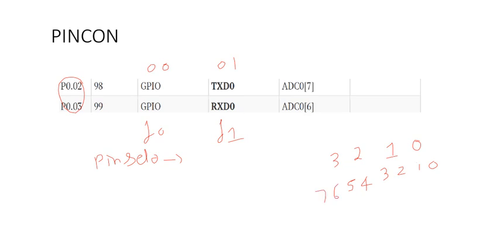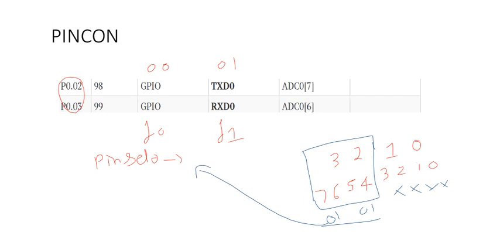Since we are going to use port 0 pins 2 and 3, the main area we are going to focus on is these 4 bit locations. The remaining area is not needed for us. If I want to set pin 2 as the UART transmitter, the equivalent value becomes 01 here. If I want to make pin 3 a receiver, again the value is 01. This is the value which we have to write in PINSEL. We will see how to write it when initializing the UART.